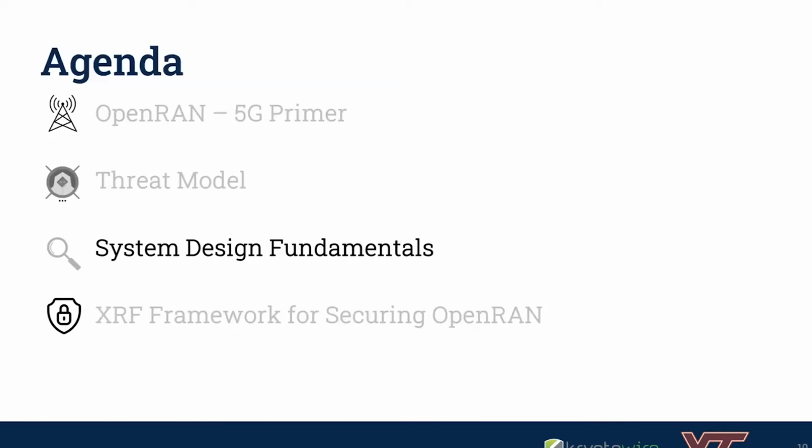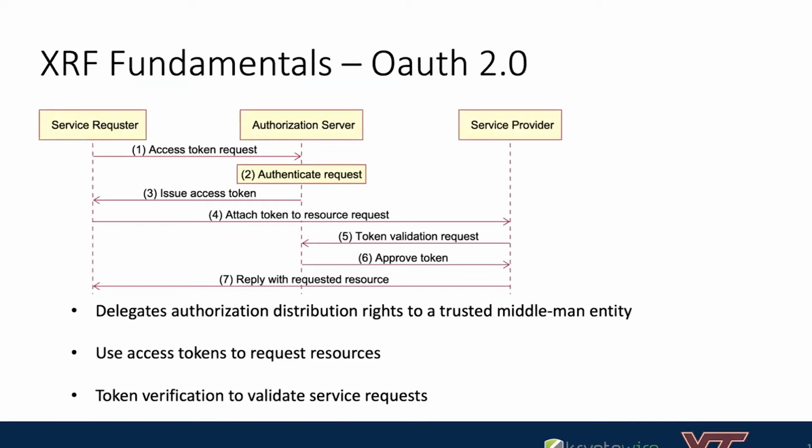Before I jump into the actual design, I want to share some of the fundamentals that were key in realizing it. First, we have Open Authorization 2.0, a very well-established security standard. It allows a service provider to delegate authorization distribution rights to a middleman entity, in this case an authorization server. Whenever a requester comes in, they have to request an access token and then use this access token upon subsequent service requests to the provider. The token is validated, and if found valid, the provider responds with the requested resource.